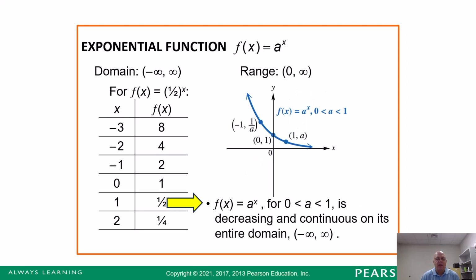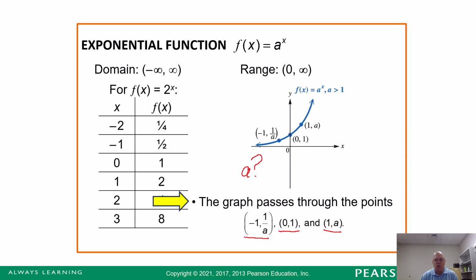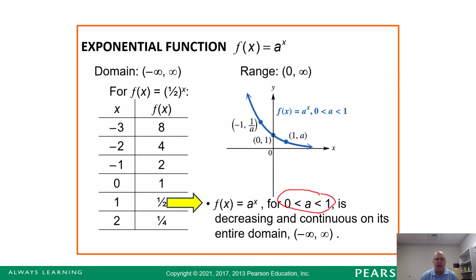Next, now that was if a is greater than 1. If it's between 0 and 1, things change. Notice back here, it's rising to the right. Here, it's decreasing, or getting lower to the right. Again, it's asymptotic to the x-axis. It continues getting closer and closer, but never touches that x-axis. So it's going to be decreasing because it's getting lower and lower, and it's also continuous because you can draw your graph without lifting your pencil or pen.